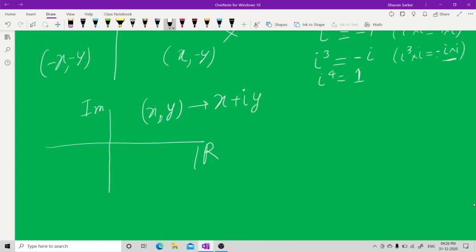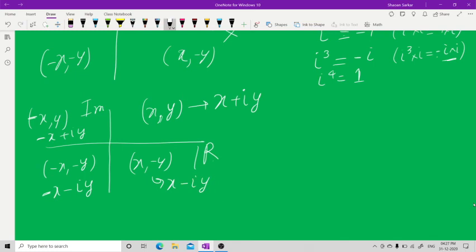This was minus x comma y. This is to be written as minus x plus iy. This was minus x minus y. This is to be written as minus x minus iy. This was x comma minus y. Now this is going to be written as x minus iy. This is how you will correlate the complex numbers. Now this is no more a coordinate plane, but a complex plane.